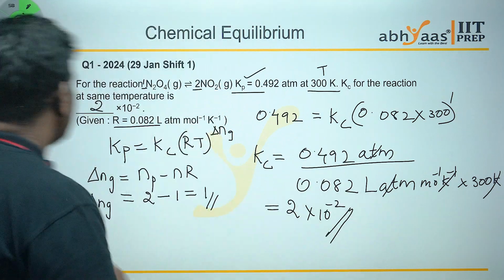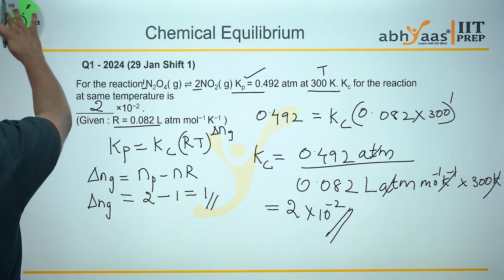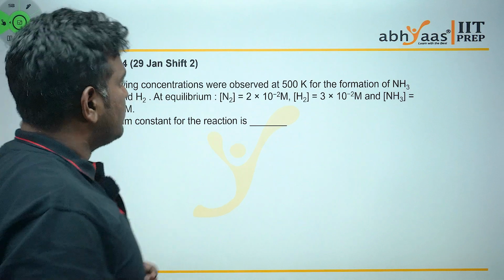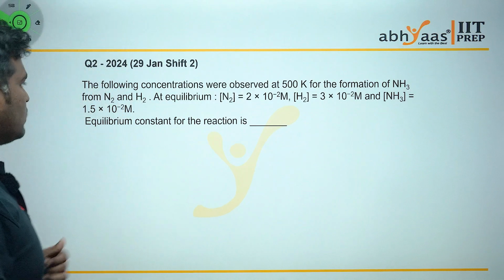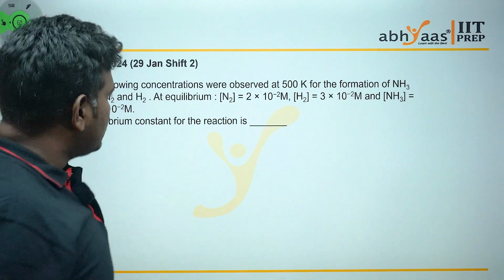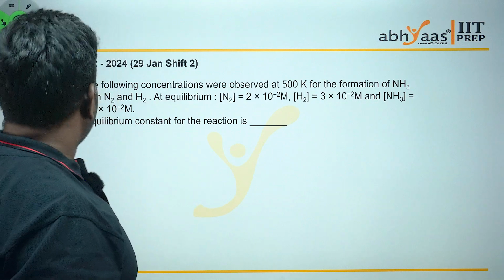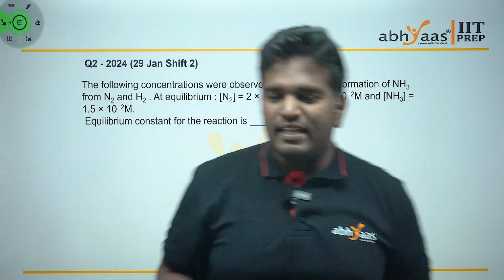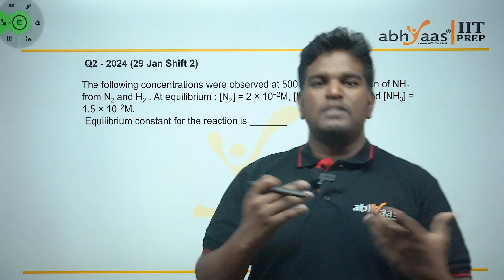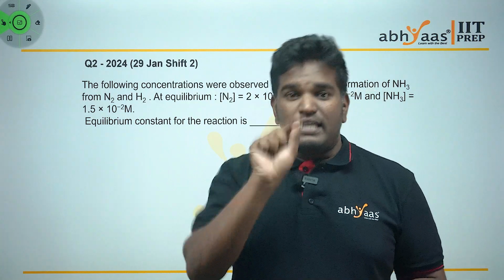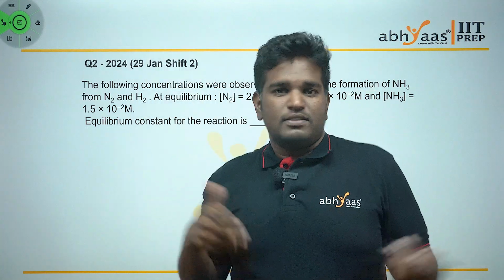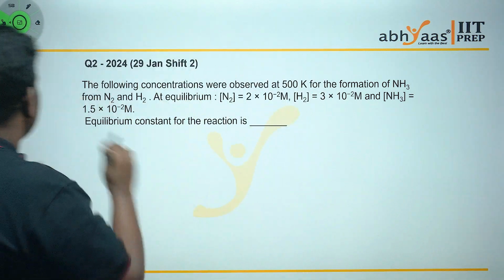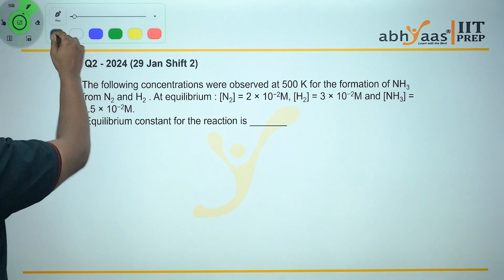Right. Now we will move to the next question. Right. The following concentrations were observed at 500 Kelvin for the formation of NH3 from N2 and H2. At equilibrium, the particular concentration of N2, NH3 and H2 is given. We have to find out equilibrium constant, right? So it is the obvious question that we are expecting from this chapter, right? To finding out Kc from the given concentration. So if you solve this problem, you are getting 4 marks, right? So this is very simple question and we will solve it fast.